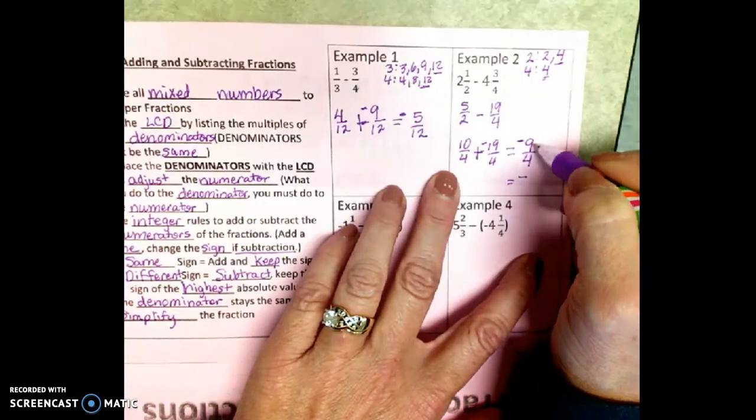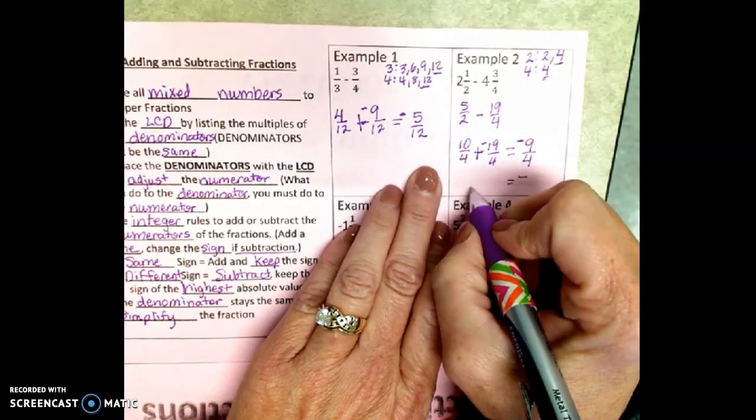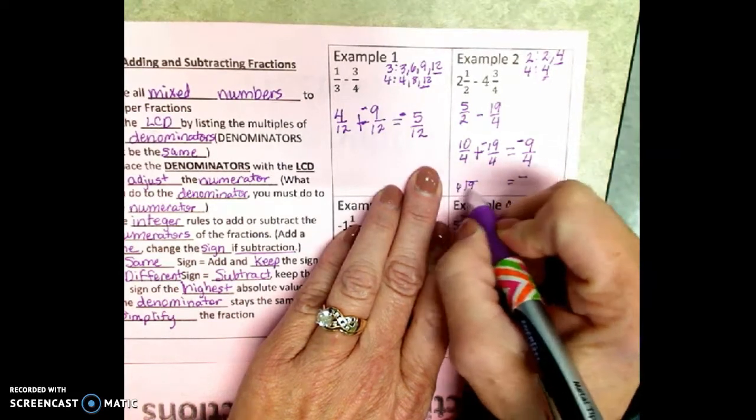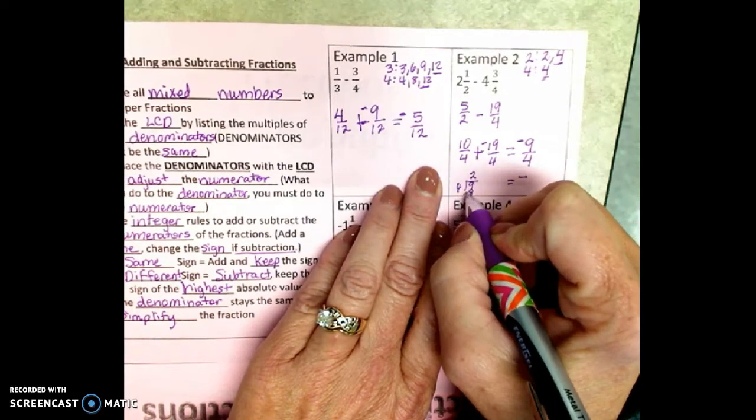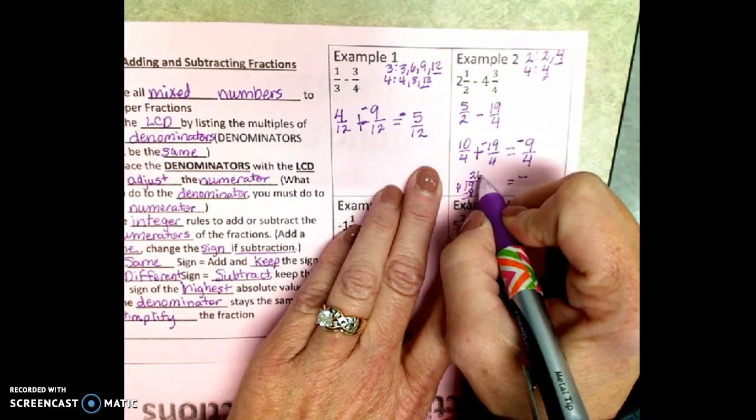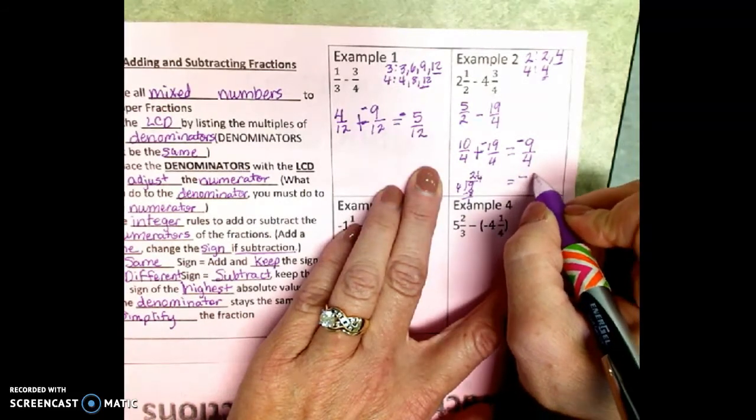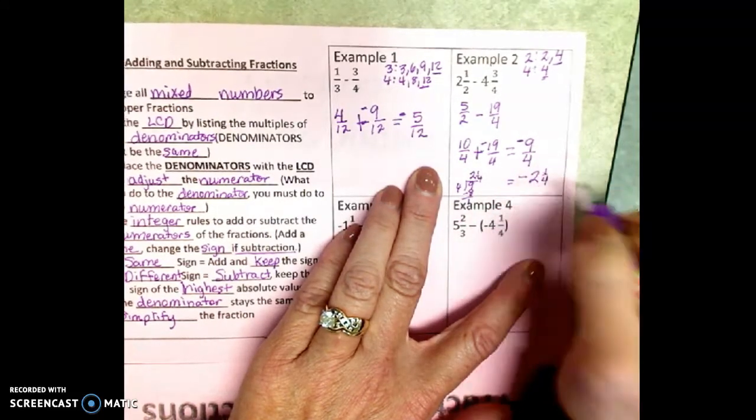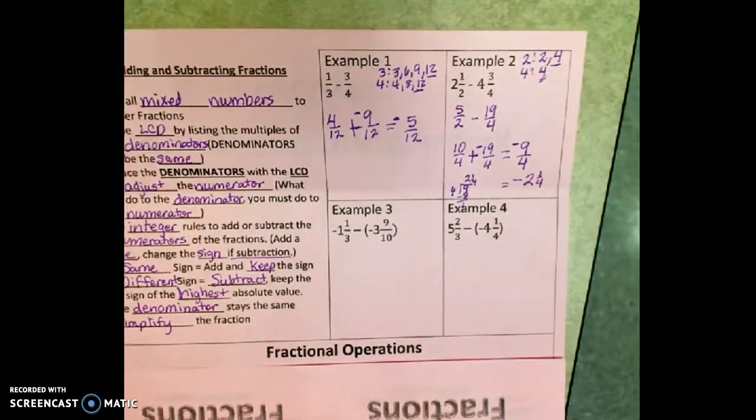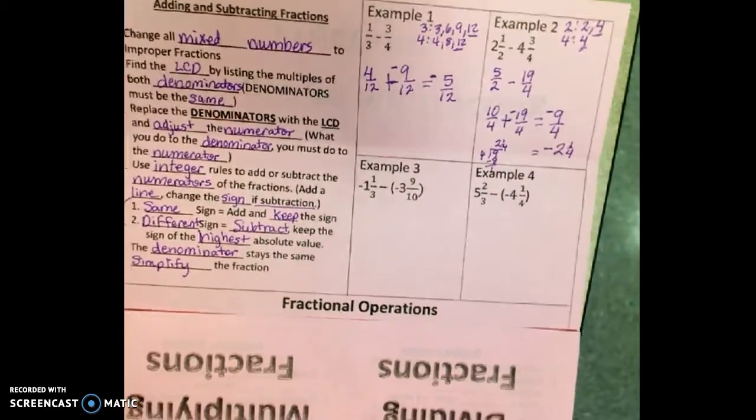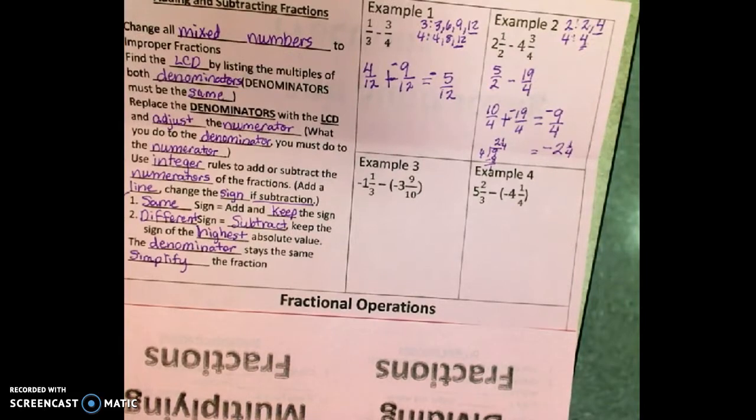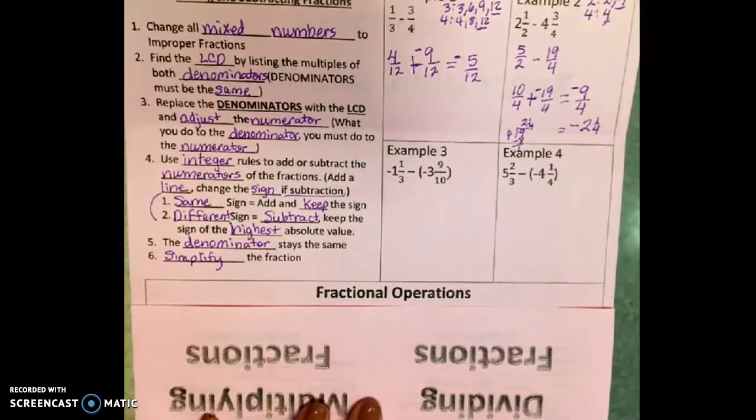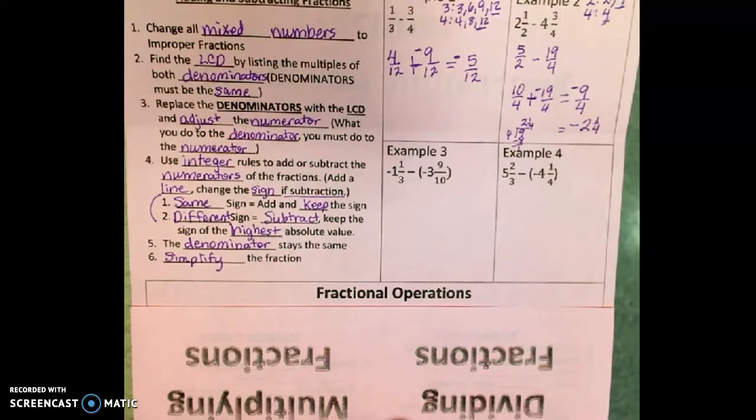4 goes into 9. We can divide 9 divided by 4. 4 goes into 9 2 times with 1 left over. So we're going to have negative 2 and 1/4. I hope you got that correct. Now, if you will go ahead and pause this video again and work example 3. And then when you have it worked, play the video to check your answer.